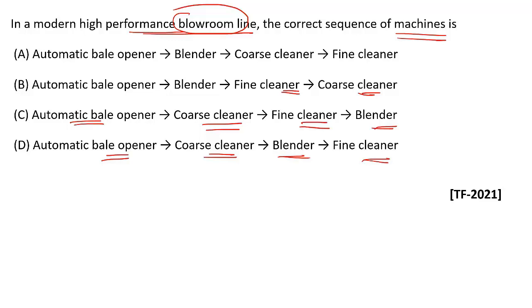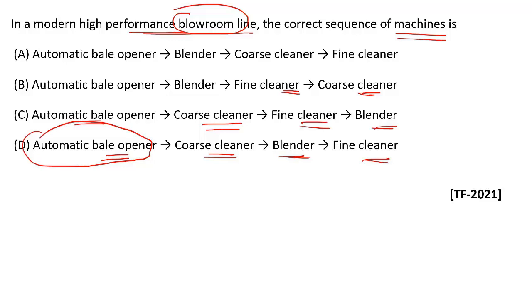So fiber individualization as well as the removal is done. Individualization is done after the blow room. Then the fiber goes into carding, where individualization of fibers is done. But in the blow room, all these cleaning kind of things are done. So first one is the bale is opened. So this is common for all.